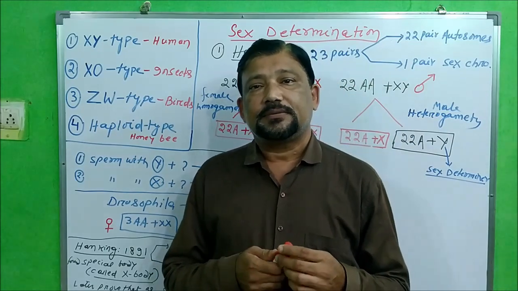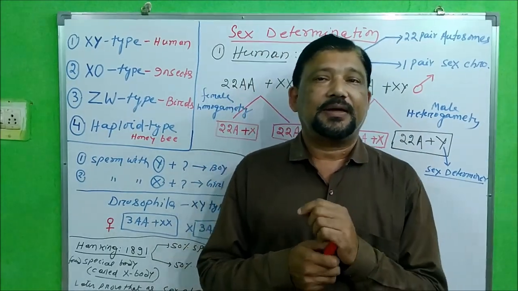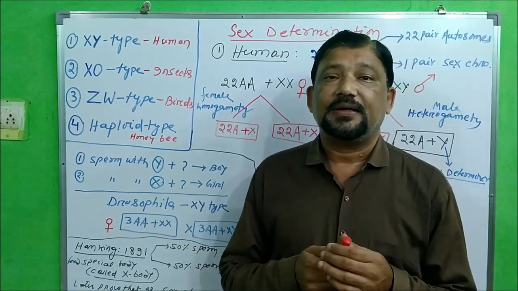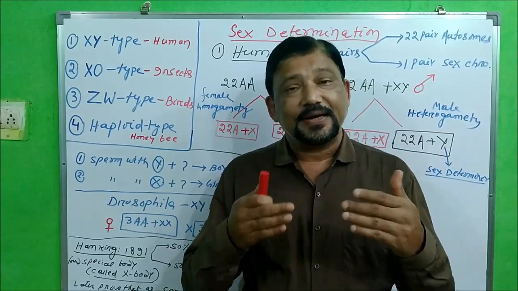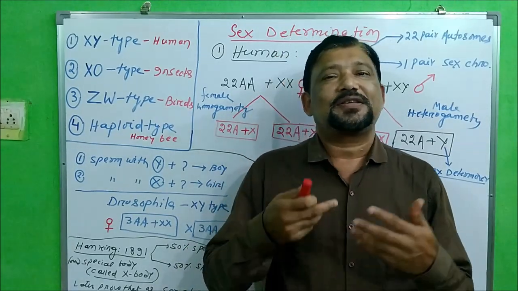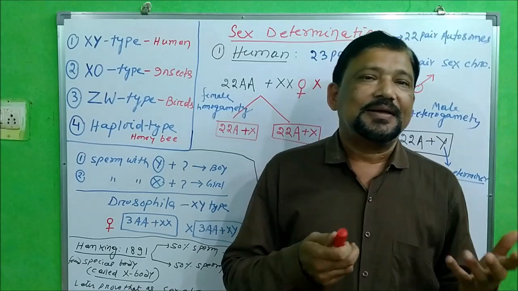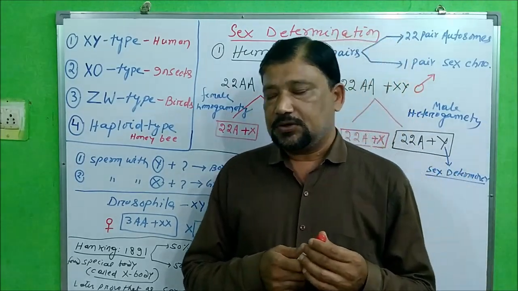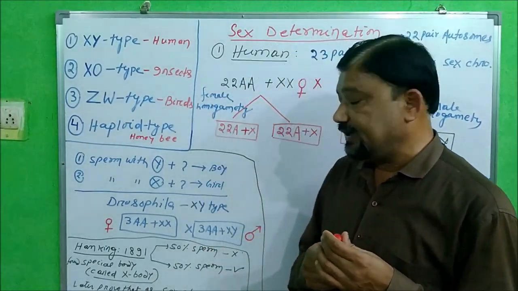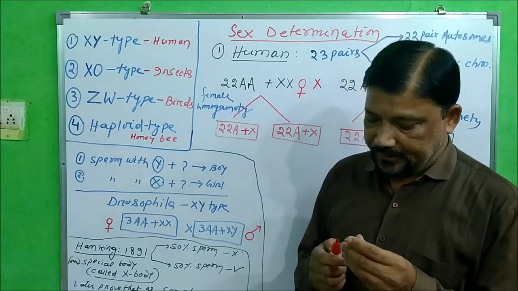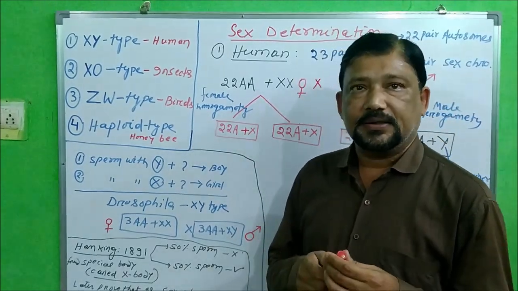Later on, it was found out that the X body is nothing but the sex chromosome. As the name was given X, till now it is coming out that X is the sex chromosome. So let's see how sex is determined by the sex chromosome in different organisms.